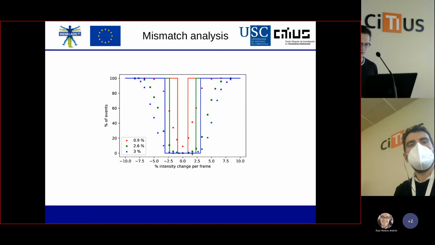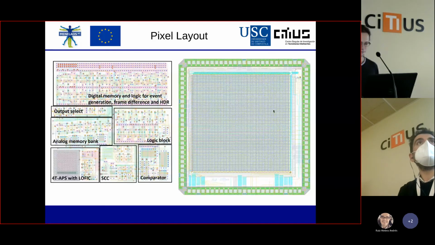Here are more examples of how the threshold we set determines these false event generations. The higher the threshold we set, the more sure we will be that the events are true, not false. So the pixel was fabricated. On the left, we have the pixel layout. It looks like this. And on the right, we have a full image array and full pixel.